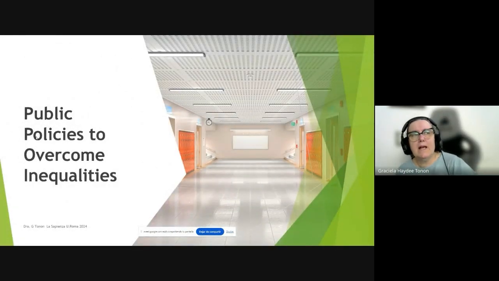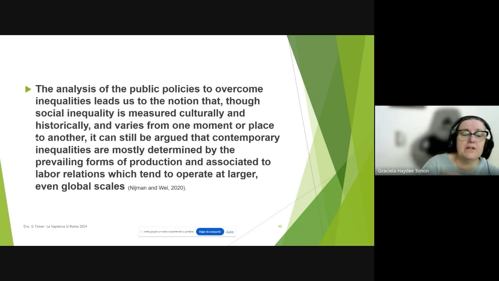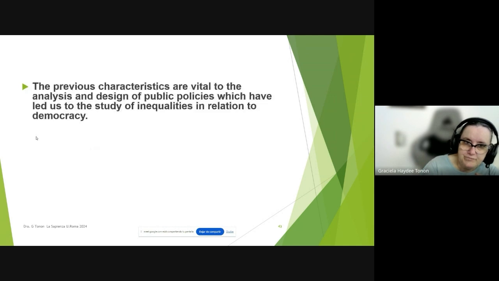And then, a little reflection about public policy to overcome inequalities in urban space. Well, the analysis of the public policies to overcome inequalities leads us to the notion that though social inequalities are measured culturally and historically and vary from one moment or place to another, it can still be argued that contemporary inequalities are mostly determined by the prevailing forms of production and associated with labor relations, which tend to operate at larger, even global scales. Yes?